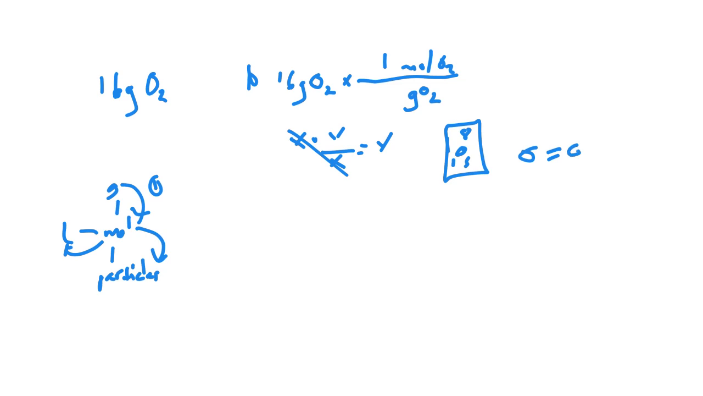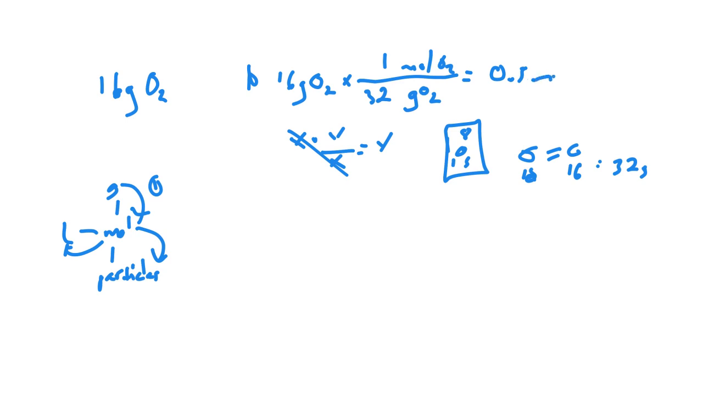So this would be 16 plus 16. So the total mass of O2 is equal to 32 grams. So we put a 32 here. So now we do the math. 16 times 1 is 16. And then 16 divided by 32 is 0.5 or 1/2. So 0.5 moles of O2.